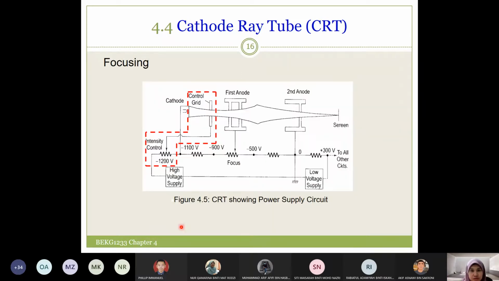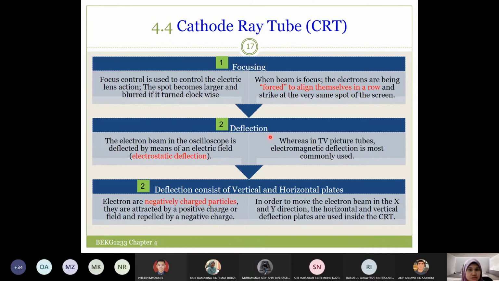The intensity is greater. Okay, this part is for focusing the signal. Okay, you can read by yourself.